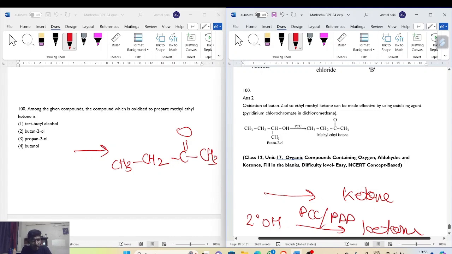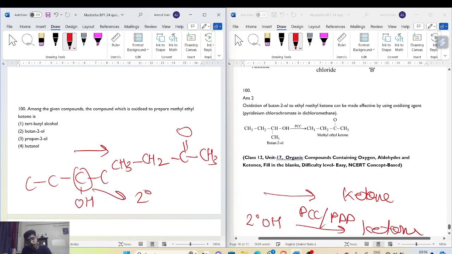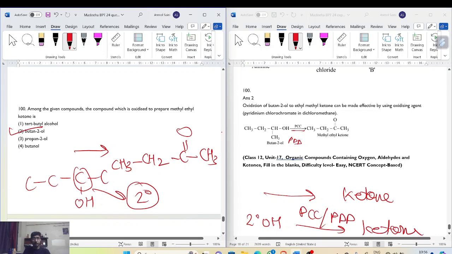If we carefully look at option number 2, which is butan-2-ol, 1 2 3 4, with OH at the second position. So this is a 2-degree alcohol because the OH group is attached to a carbon, and this carbon is attached to two carbons, meaning it is a 2-degree alcohol. So this 2-degree alcohol can be directly converted to a ketone in the presence of PCC, or PDC, which will oxidize the 2-degree alcohol to a ketone. So option number 2 will be our correct answer. Hope you understood every question. Thank you so much.